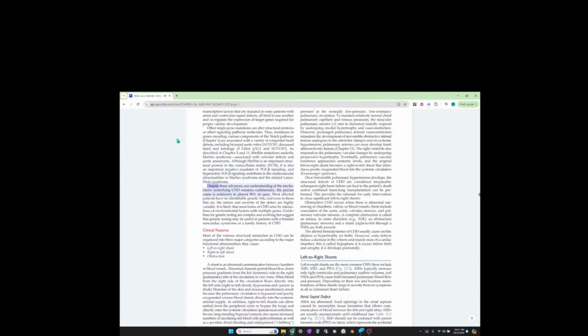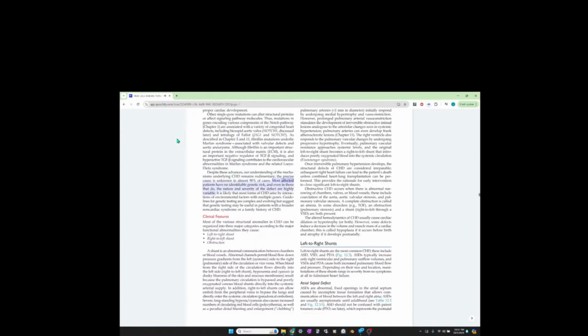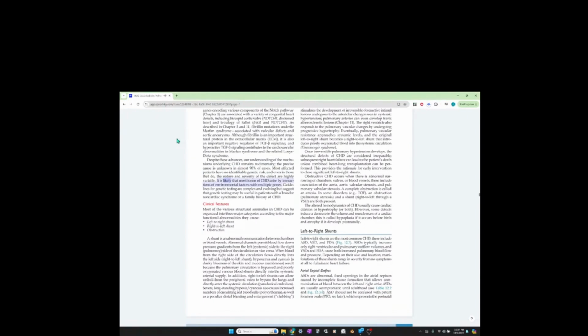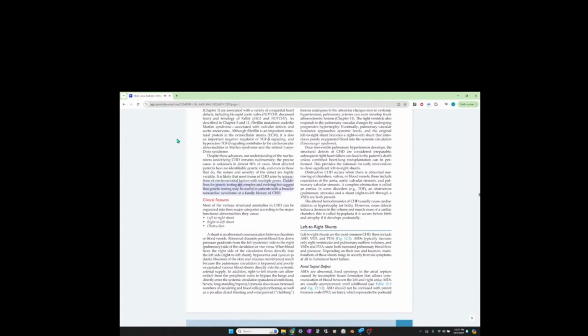Despite these advances, our understanding of the mechanisms underlying CHD remains rudimentary. The precise cause is unknown in almost 90% of cases. Most affected patients have no identifiable genetic risk, and even in those that do, the nature and severity of the defect are highly variable. It is likely that most forms of CHD arise by interactions of environmental factors with multiple genes. Guidelines for genetic testing are complex and evolving but suggest that genetic testing may be useful in patients with a broader non-cardiac syndrome or a family history of CHD.